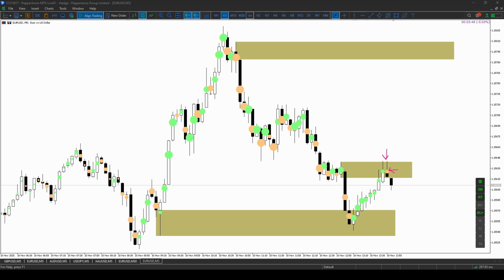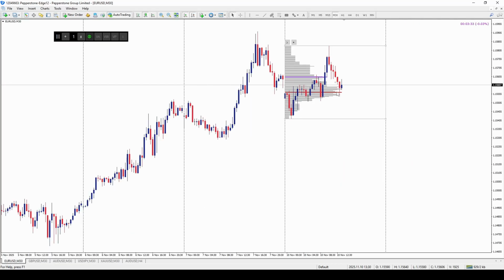You remember I mentioned that I will look for a buy if price gets back in here again. Why? Because it's based on the higher time frame. Like in here, if price goes into that particular area again, I'll look for a buy, because price respected that POC level. So I'm waiting for that.